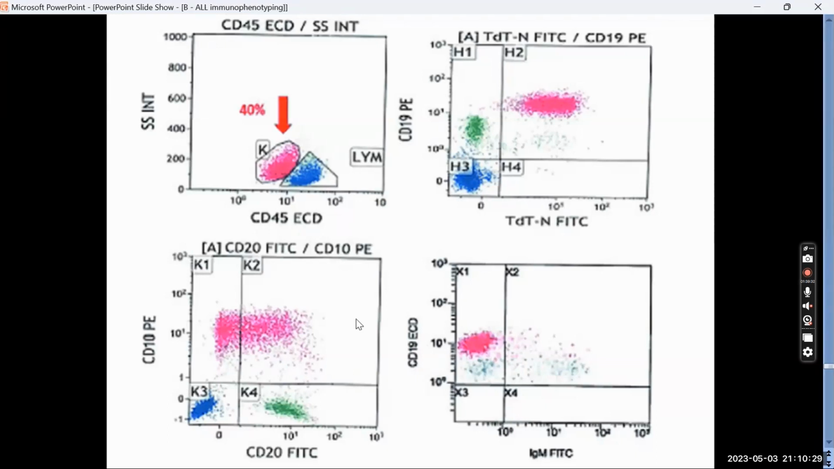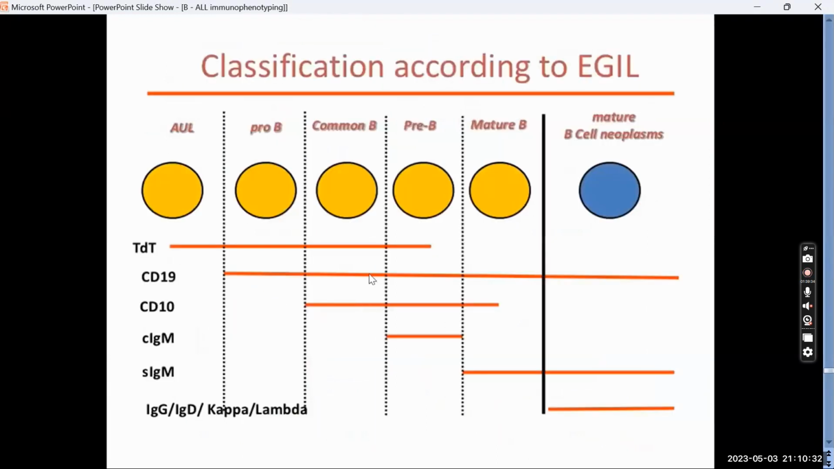See, I'll show you some. So this is done, right? So now, classification of B-ALL. Currently WHO is not doing this, but previously the European group was doing this classification. It is based on the maturation itself: pro B-ALL, CALLA positive B-ALL or common B-ALL, then pre-B-ALL, mature B-ALL, and others. So this is how the marker expression changes.